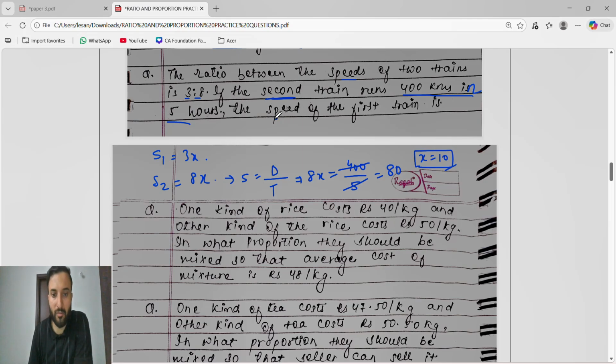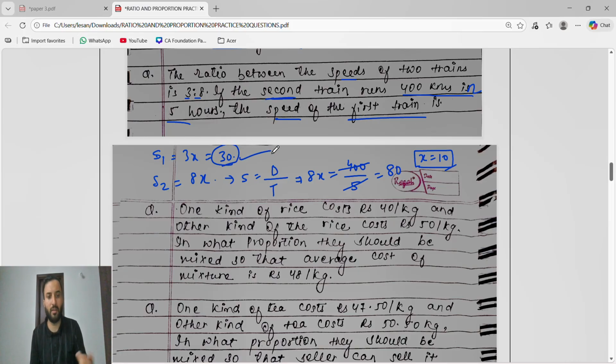What do we have to find? The speed of the first train. What is the speed of the first train? The speed of the first train is 3x. x is 10, so 3 times 10 is 30. The answer is 30 kilometers per hour.